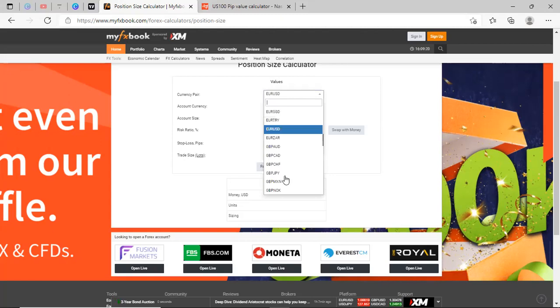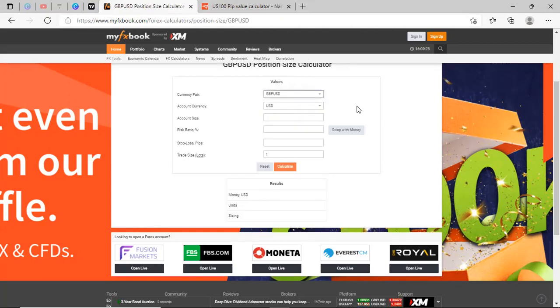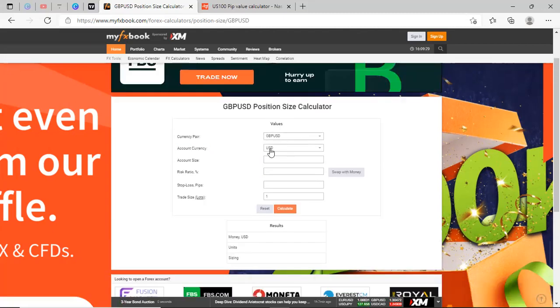What is the currency pair name? We want to trade GBP USD, so you will select GBP USD. What currency are you trading with? Is it US dollar? Is it Great Britain pound? Is it Canadian dollar? You choose what you are trading with, your account. We are trading US dollar. What is your account size? From our example, we are trading a 10,000 account from a prop firm, right?